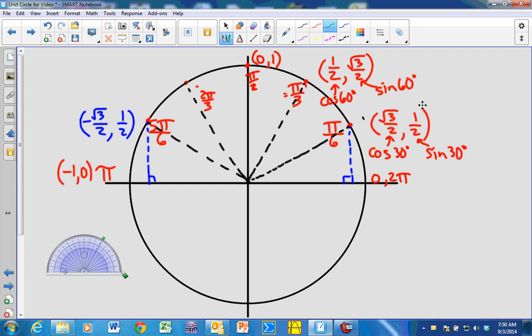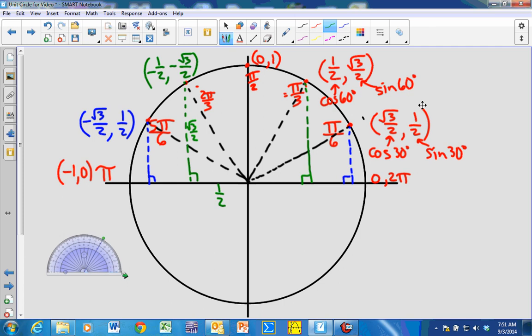If I do something similar at pi over 3 and I drop this down and make a right triangle, well, if I do it at 2 pi over 3, I get the same triangle. I just get it reversed, flipped, but it's going to have the exact same numbers. The sides will be the same. This is still a half long and this is still square root of 3 over 2. The difference, coordinate wise, is negative 1/2, square root of 3 over 2.